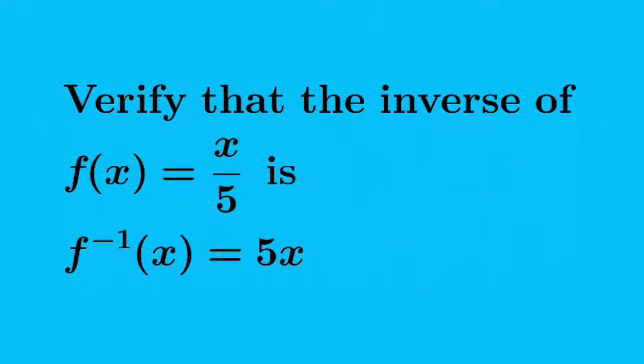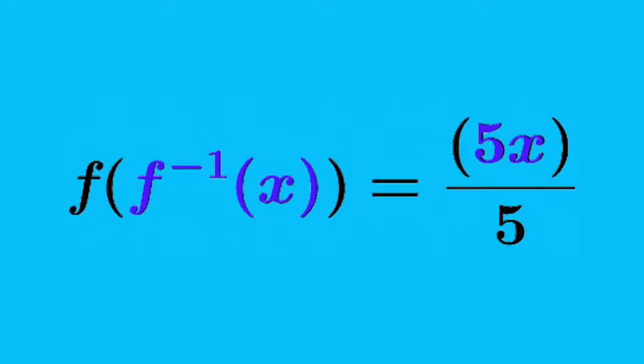Consider the function f of x is equal to x over 5. We will verify that f inverse is 5 times x. The fact that these are inverses should make some sense. On the one hand, we are dividing by 5, and on the other hand, we are multiplying by 5.